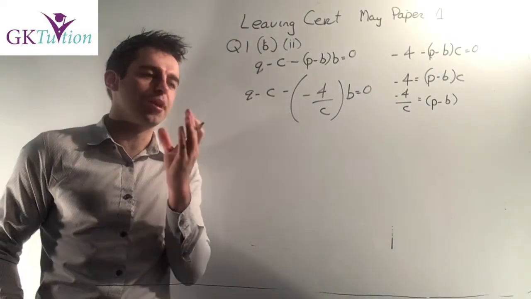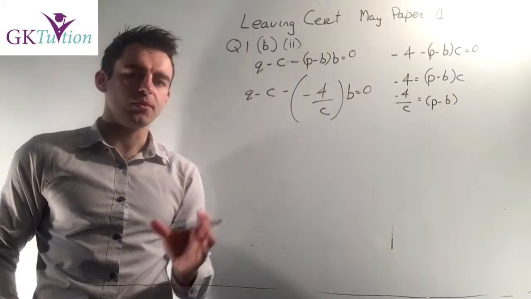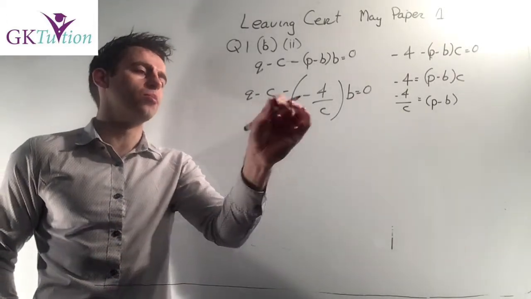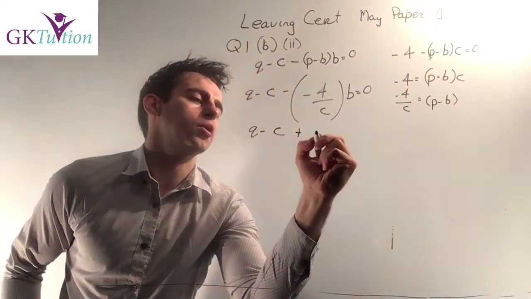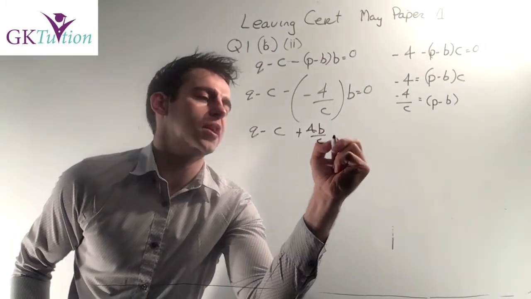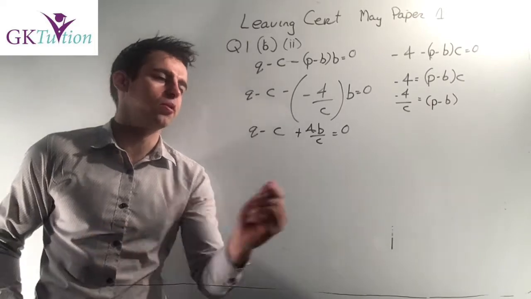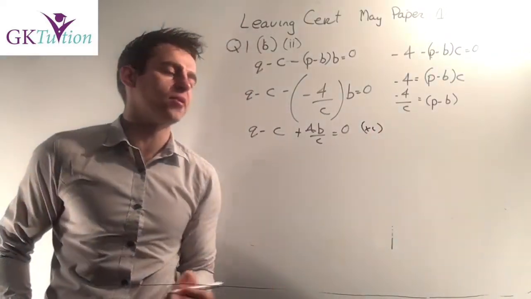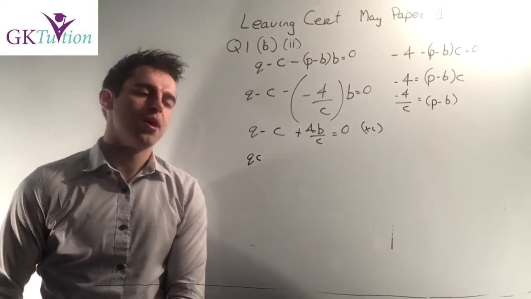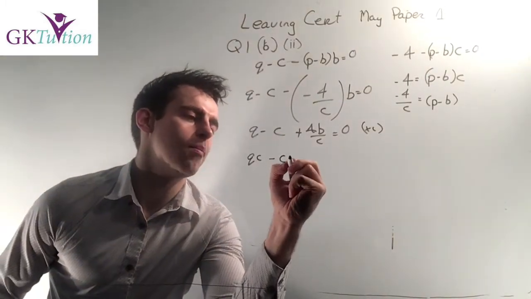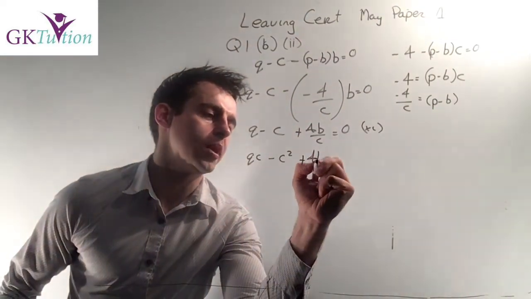So now obviously my immediate complication is the fraction. Let's multiply out the bracket first. The first thing I can say is I have q minus c plus 4b over c. And now my immediate problem is the fraction. So in order to get rid of that fraction, you're going to multiply everything by c. If you multiply the first one by c, you'll just get qc. If you multiply the second one by c, you'll get minus c squared. And if you multiply this one by c, you'll just get 4b.